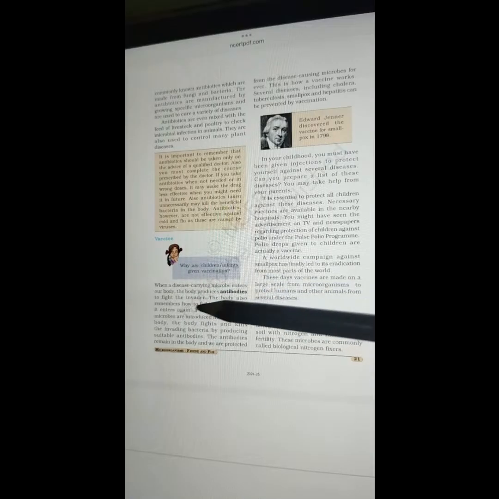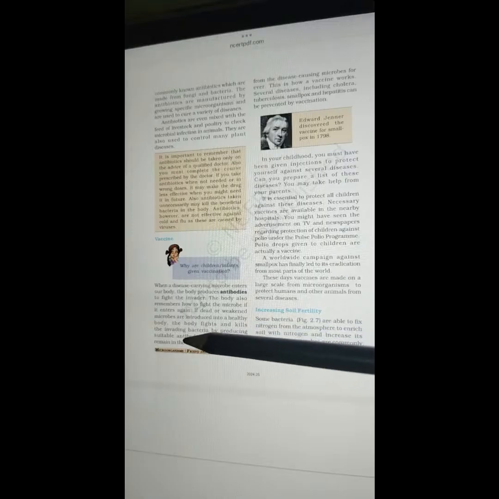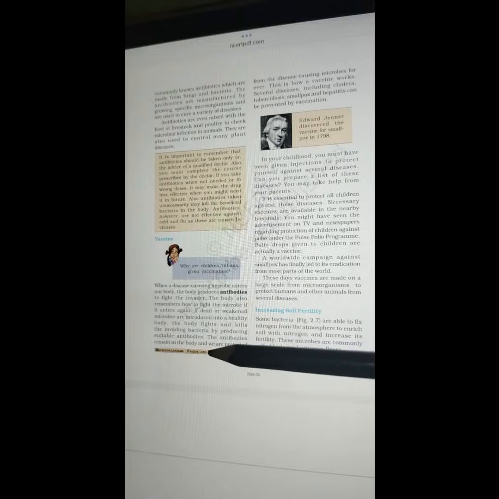Vaccine. Why are children and infants given vaccination? When a disease carrying microbe enters our body, the body produces antibodies to fight the invader. The body also remembers how to fight the microbe if it enters again. If dead or weakened microbes are introduced into a healthy body, the body fights and kills the invading bacteria by producing suitable antibodies. The antibodies remain in the body and we are protected from the disease causing microbes forever. This is how a vaccine works.